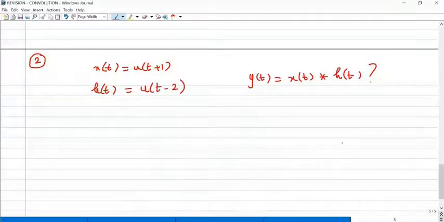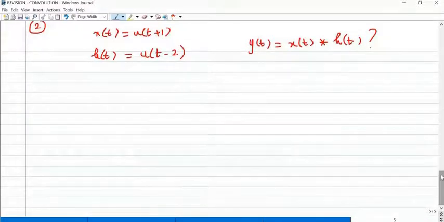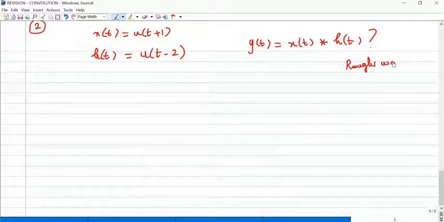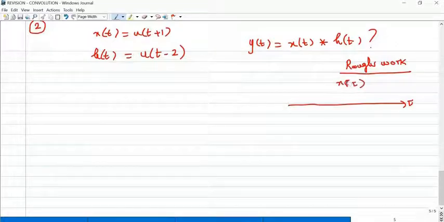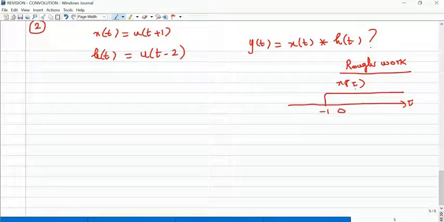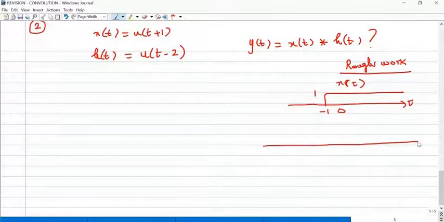So what are the steps in the rough work? There are 4. In the rough work, plot tau versus x of tau. x of t plus 1, so the signal starts from minus 1 to infinite, magnitude 1. Then tau versus h of tau. h of tau is t minus 2, so 0, 1, 2.